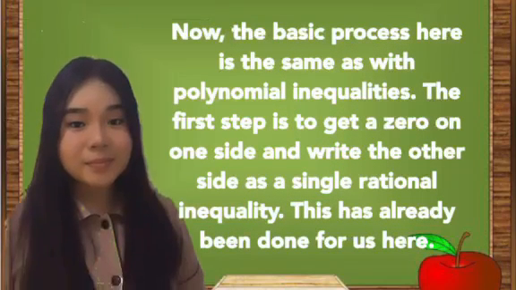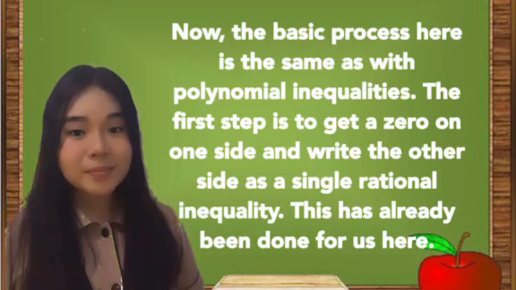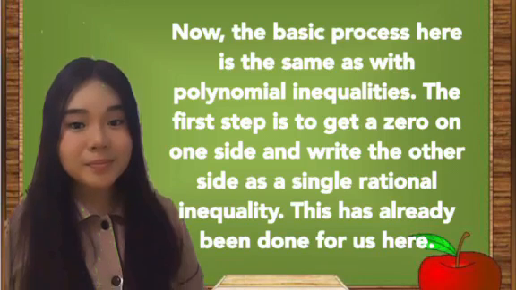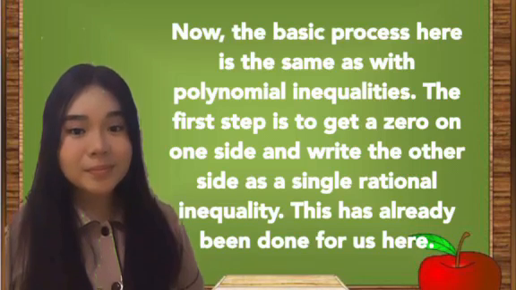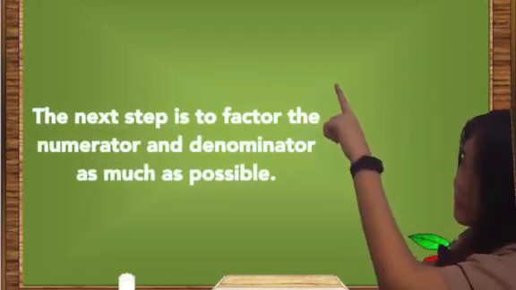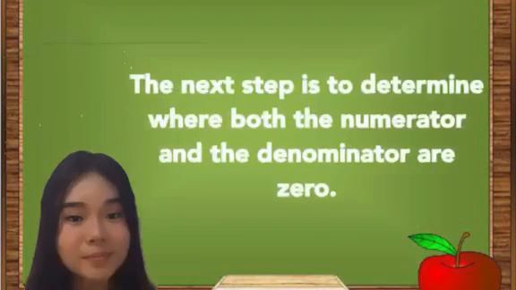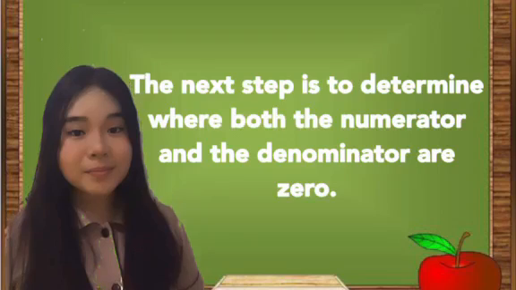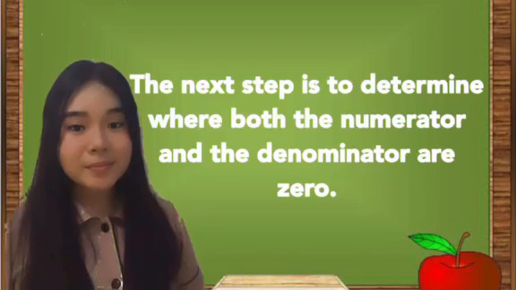Now, the basic process here is the same as with polynomial inequalities. The first step is to get a 0 on one side and write the other side as a single rational inequality. This has already been done for us here. The next step is to factor the numerator and denominator as much as possible. The next step is to determine where both the numerator and the denominator are 0.